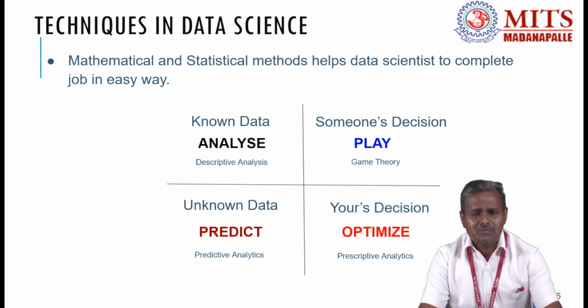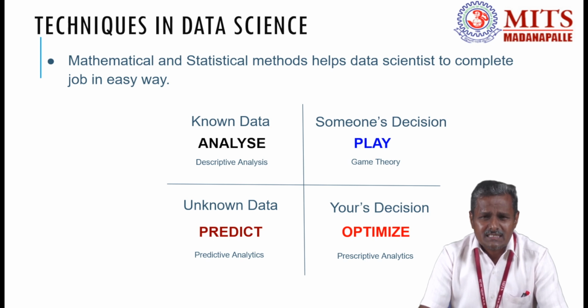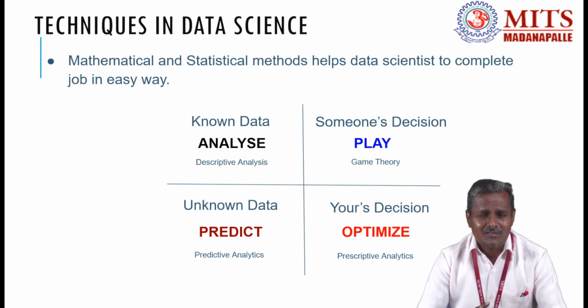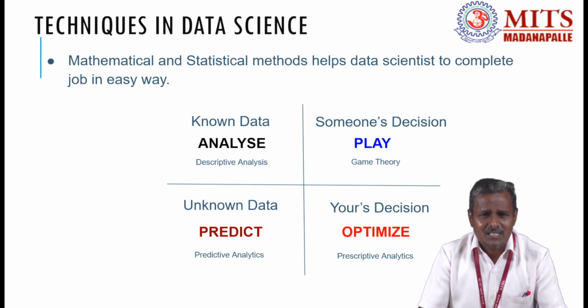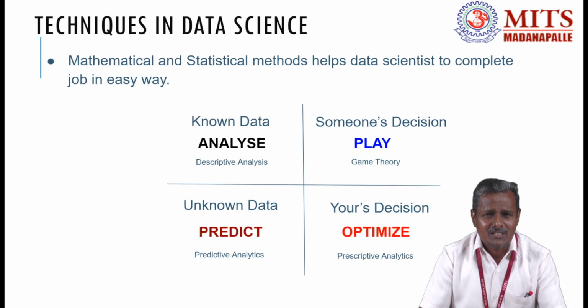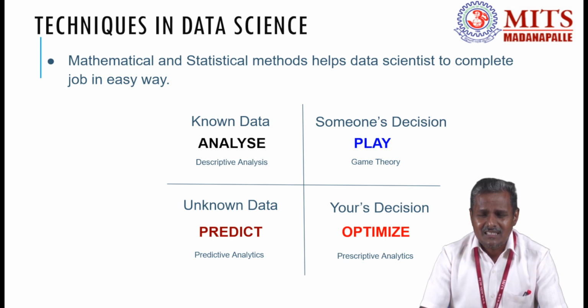First we will see what is meant by descriptive analysis. Descriptive analysis means what has happened, from the previous history of data or past data. We get the past data and analyze it. When anything happens in a business, we collect the data, see what has happened, analyze it, and then come to a conclusion. This type of analysis is called descriptive analysis. By using known data we can analyze.